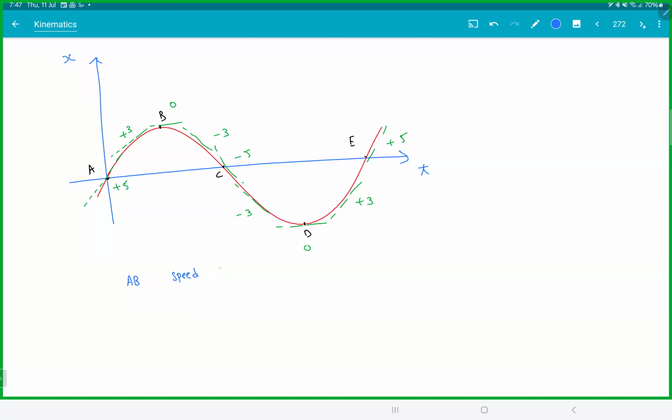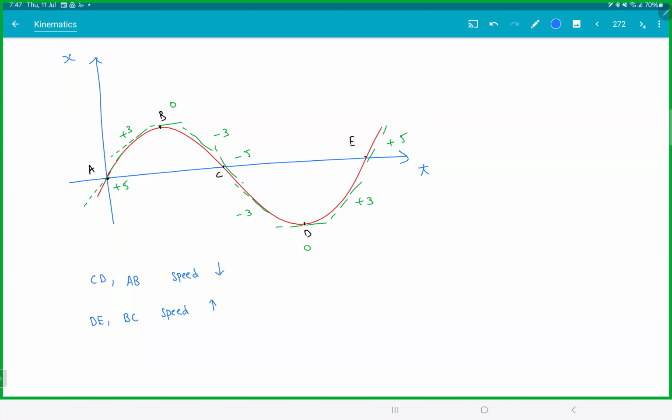I don't care about direction. I just want the magnitude, right? Since it is speed. And from O to B to C, even though it is going backward, it is increasing. 0, -3, -5, the magnitude is increasing. Similarly, C to D is also decreasing, and D to E is also increasing. So there are two answers, B, C, and D.